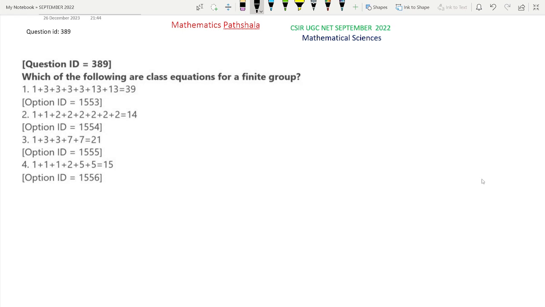This is a problem of CSIR NET September 2022 Mathematical Sciences. The question ID is 389. This is a problem of abstract algebra regarding class equation of a finite group. Let's see the question first. Which of the following are the class equations for a finite group?